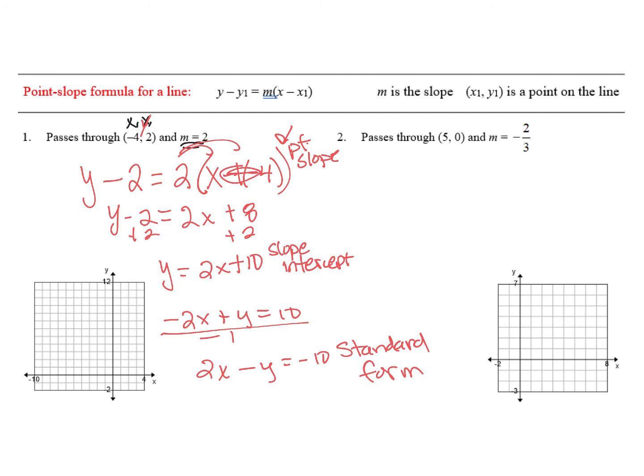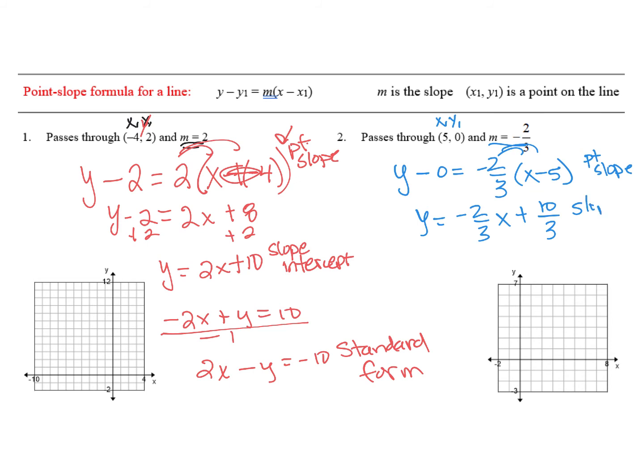It passes through 5, 0, which is x1, y1, with a slope of negative 2/3. So y minus 0 equals negative 2/3 times x minus 5. This is going to be your point slope form of the line. Then y minus 0 is just y, equals, distribute, and this is going to be negative 2/3 x plus 10/3, and there's my slope intercept form of that line.